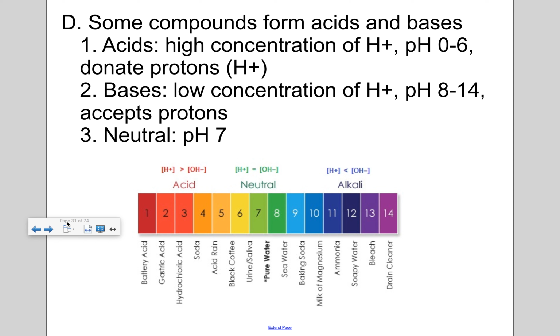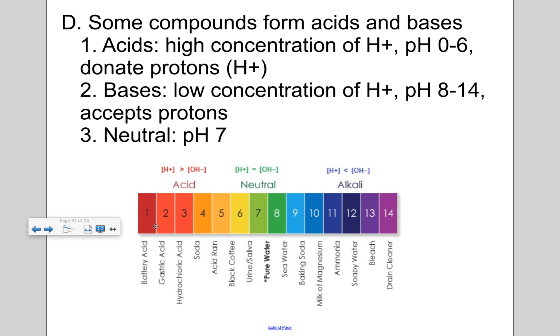The pH level is 0 to 6, and acids tend to donate protons in that solution. Bases are the complete opposites. You have a low concentration of hydrogen ions. pH is 8 to 14, so a high pH means you have low concentration of H+, and they tend to accept protons. And smack dab in the middle of your pH scale is 7, which is neutral.